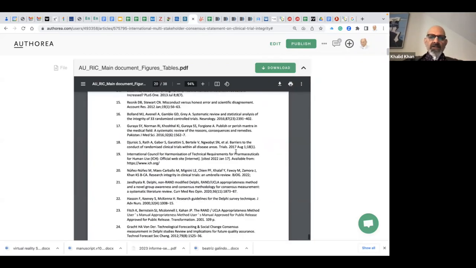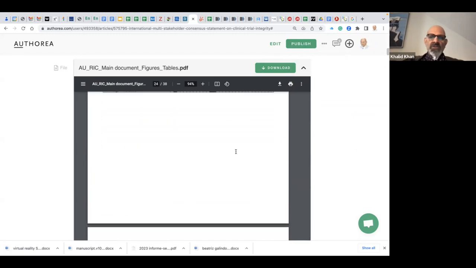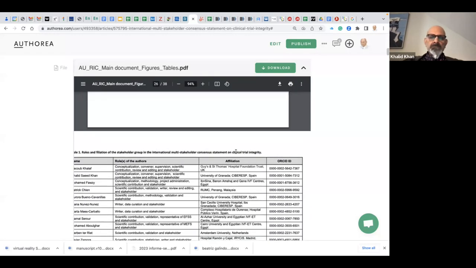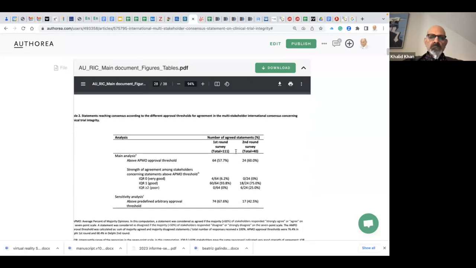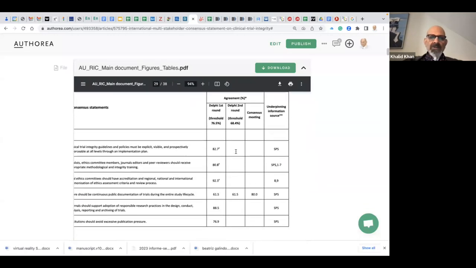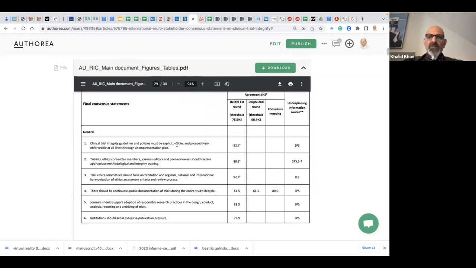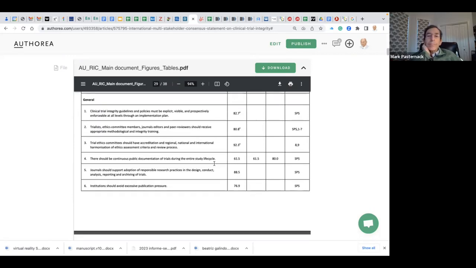Look, here are the tabulated statements, which you're going to see in just a second. Here it's possible to give for each statement the percentage of agreement by the panel members. And you can see that some statements will be quite uncontroversial. You have more than 90% of people saying, well, this is great, we should do this. On the other hand, here you have just a little over 60% agreement in the first round.